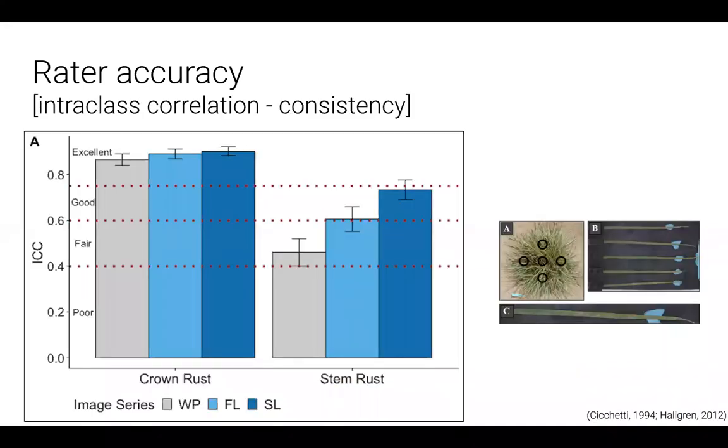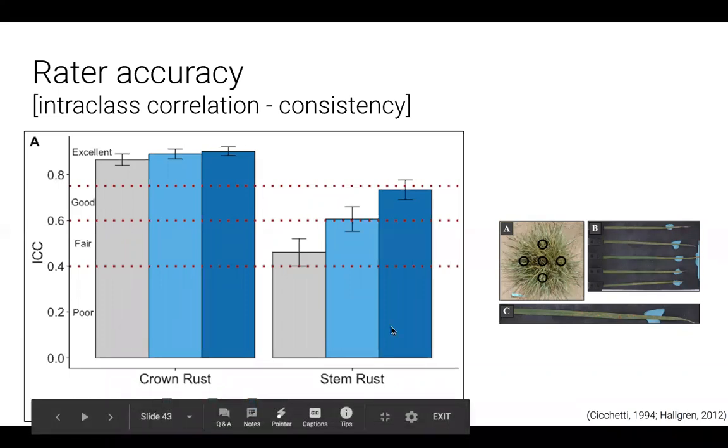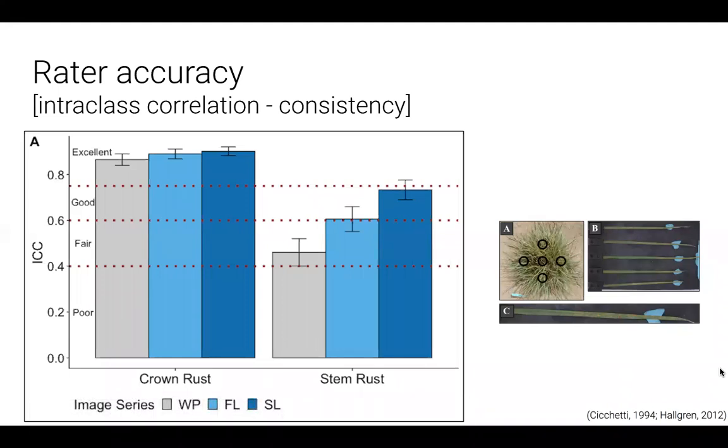And if we look at the intra-class correlation coefficients that resulted from this, which were set to calculate consistency, meaning what rater A thought was good, rater B also thought was good, and what rater A thought was bad, rater B thought was bad, right? So we're not necessarily talking about absolute agreement, but in general, the consistency of our scores. And for crown rust, people had across image series, we have in gray whole plants, and then moving over, 5 leaf and single leaf samples.